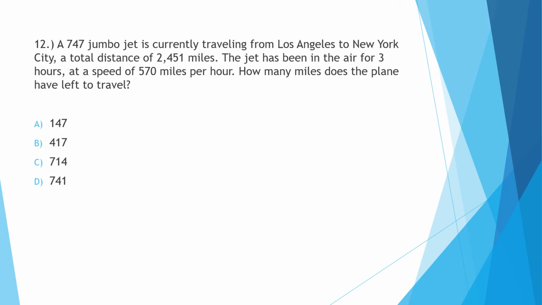A 747 jumbo jet is currently traveling from Los Angeles to New York City, a total distance of 2,451 miles. The jet has been in the air for 3 hours at a speed of 570 miles per hour. How many miles does the plane have left to travel? Well, we're given a total distance of 2,451 miles and some information that we've been traveling 570 miles per hour for 3 hours straight exactly. So we must figure out our total distance and subtract the distance we've already covered.